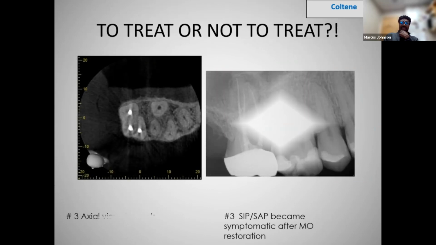This is the axial view on the scan. You can see 4 canals. We're looking at tooth number 3. Became symptomatic after MO prep, most likely due to some sort of invasion of that mesial pulp horn there. Could be maybe even the distal. It's tough to say. You never understand why.